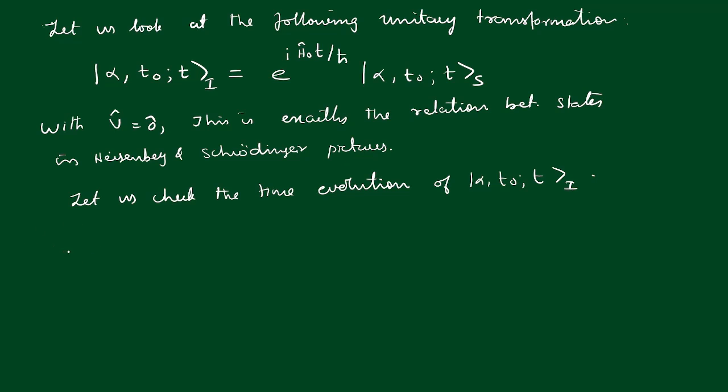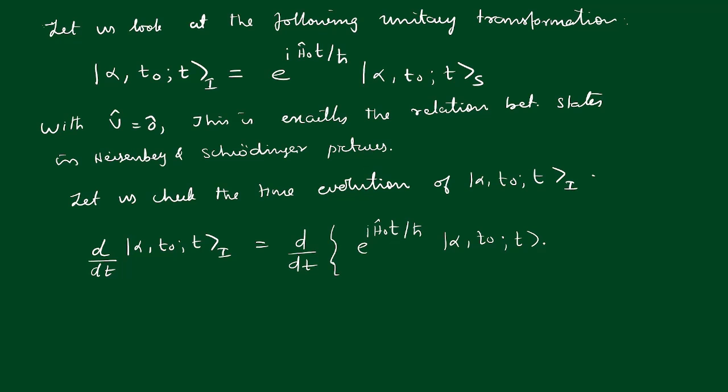So let's check the time evolution of this ket. What we do is take the time derivative d by dt of alpha comma t0 t in the interaction picture. This is equal to, you just take the time derivative on the other side also, so this is equal to e raised to i h0 t divided by h cross, acting on the state in the Schrodinger picture.